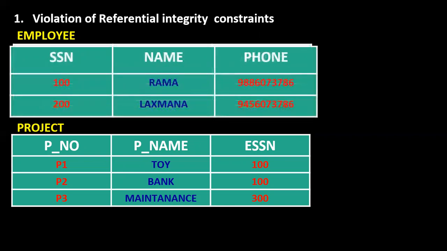In the primary key table I have only 100 and 200, but in the foreign key table I have 300 also. That 300 we have deleted in the employee table. So whenever we delete a primary key value which is referred to in the foreign key table, it violates the condition. It will say we cannot delete the primary key because there is a referencing value in the foreign key table. Because of this row, it will say the foreign key condition is violated.